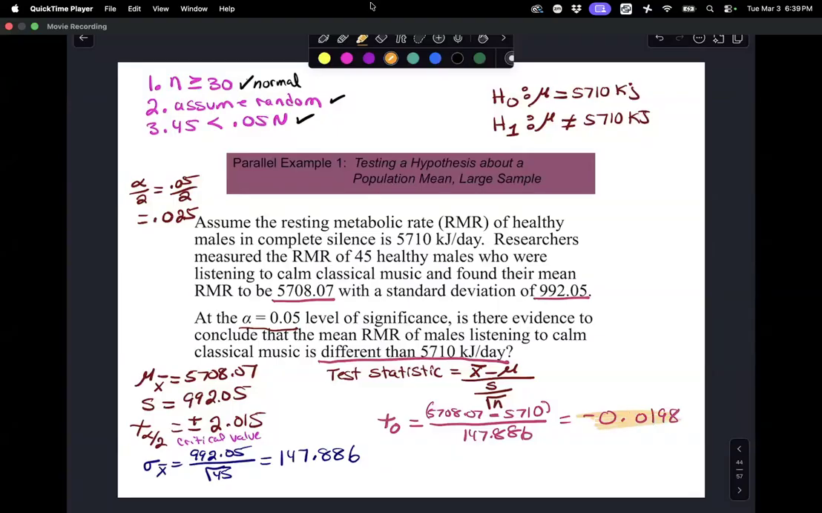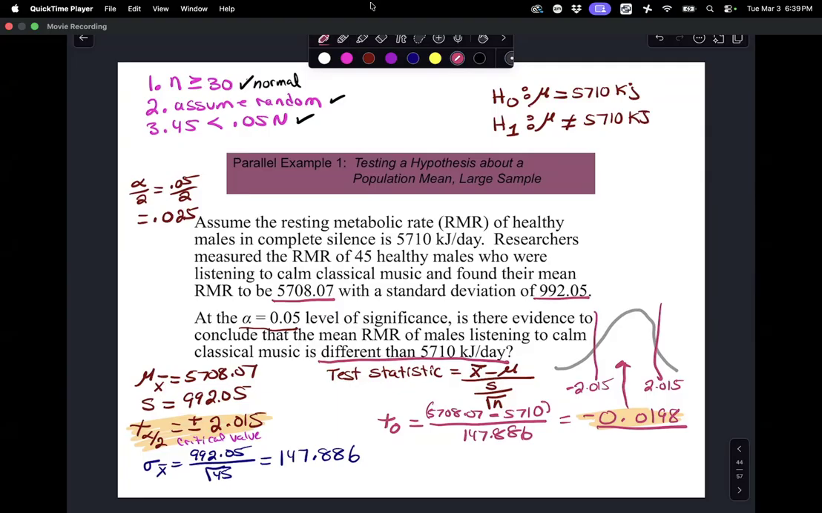Highlight that. Over here is my critical value. I'm going to highlight that also. I'm going to use my little drawing. Okay. My test statistic, my critical values, 2.015 negative and 2.015 positive. This test statistic puts me barely below the mean, right inside there. It is smack dab in the middle, barely below the mean.